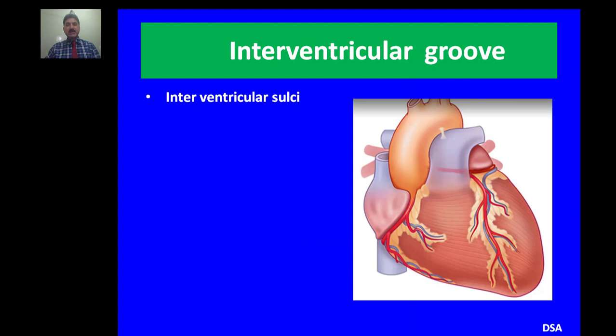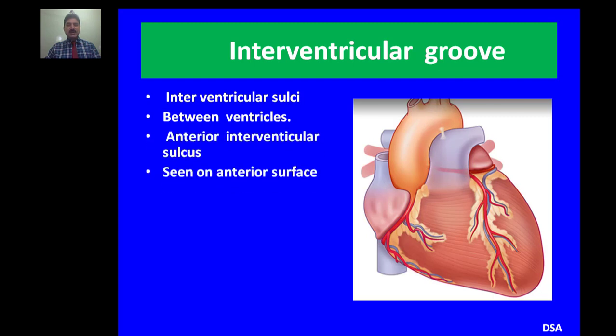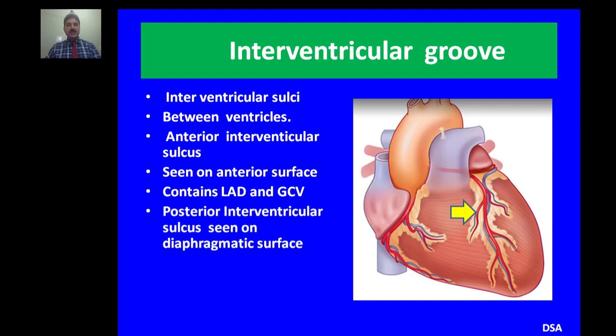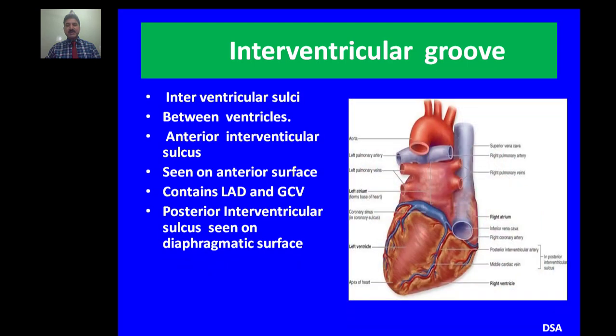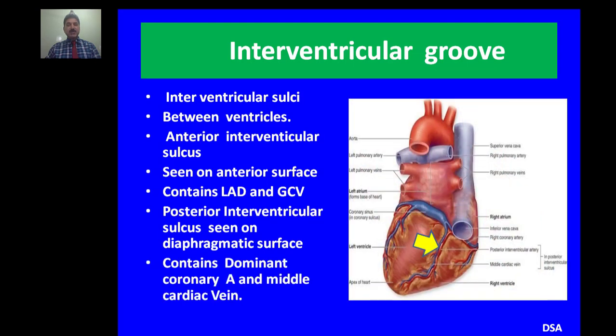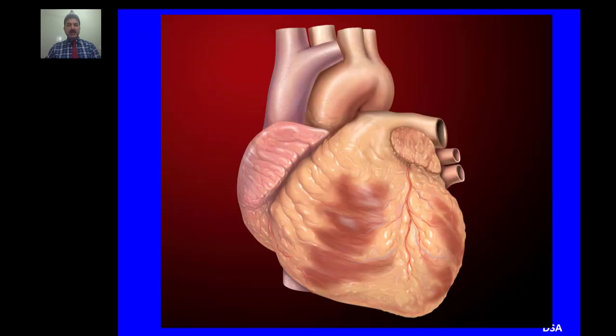The interventricular groove, also called the interventricular sulcus, lies between the ventricles. The anterior interventricular sulcus separates the right ventricle from the left. It is seen on the anterior surface of the heart. This groove contains the left anterior descending coronary artery and great cardiac vein. The posterior interventricular sulcus is seen on the diaphragmatic surface of the heart. It contains the dominant coronary artery and middle cardiac vein.